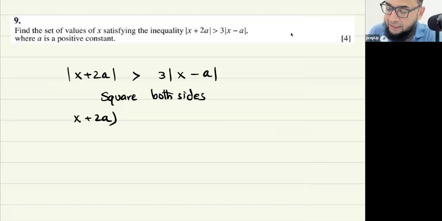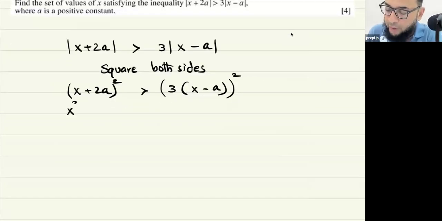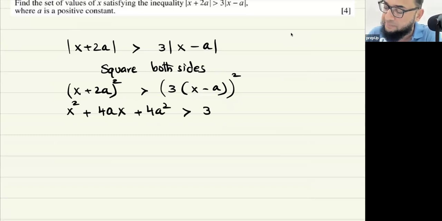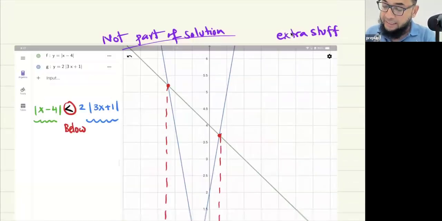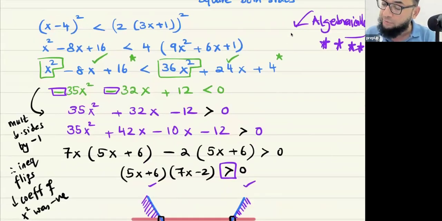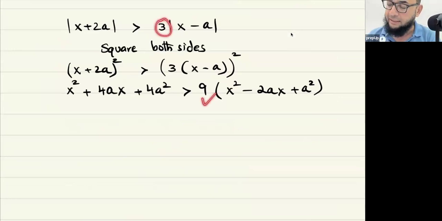x plus 2a, the whole thing squared, is greater than 3 bracket x minus a, the whole thing squared. That is x squared plus 4ax plus 4a squared is greater than 3 squared becomes 9, and this is x squared minus 2ax plus a squared. I just want to double check my working. Did I square the 3 on the outside and the 2 on the outside? Yes, I did. The 2 squared becomes a 4. Just wanted to double check. So this 3 after squaring becomes 9.